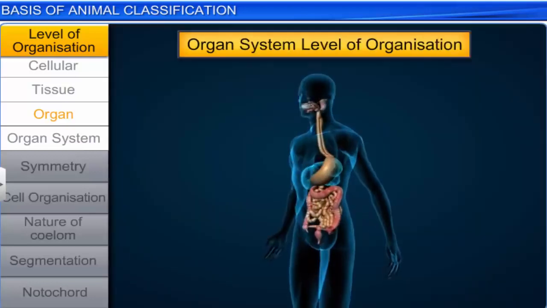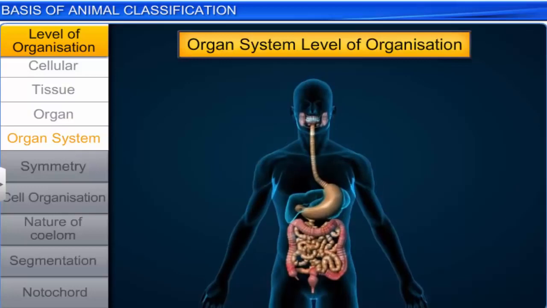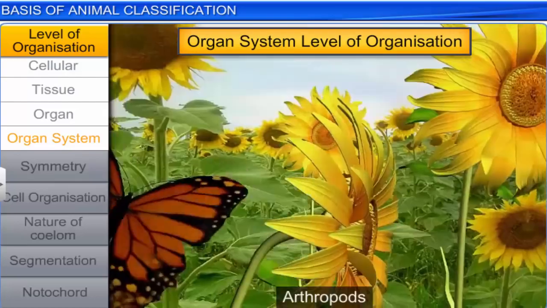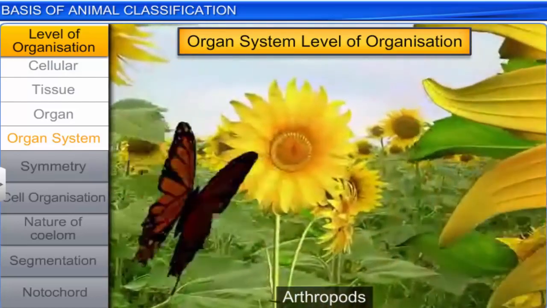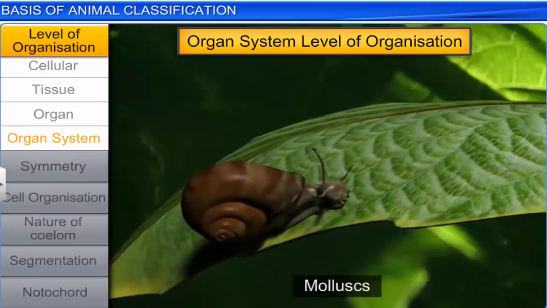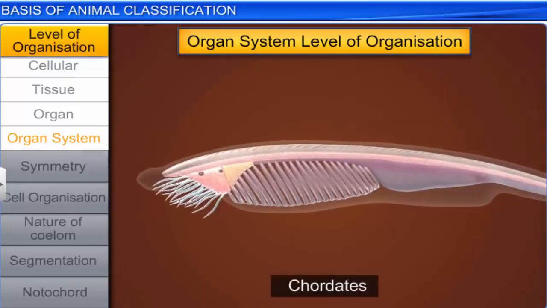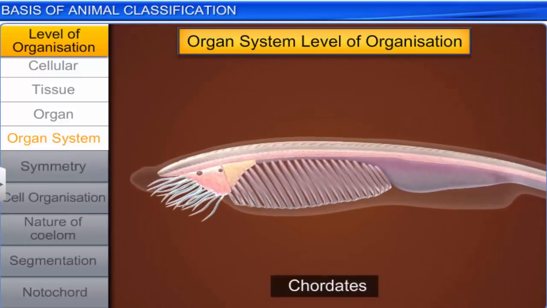The last cell pattern is the organ system level of organization. Here, the organs are associated with one another to form a functional system, where each system performs a specific physiological function. Animals like annelids, arthropods, mollusks, echinoderms, and chordates exhibit this level of organization.